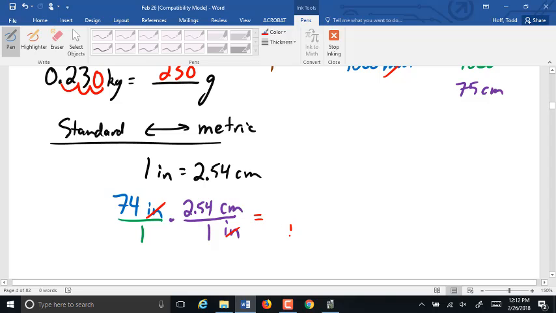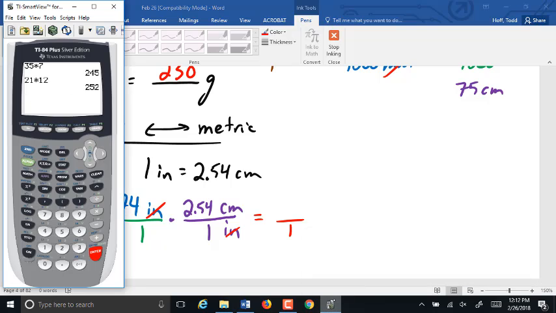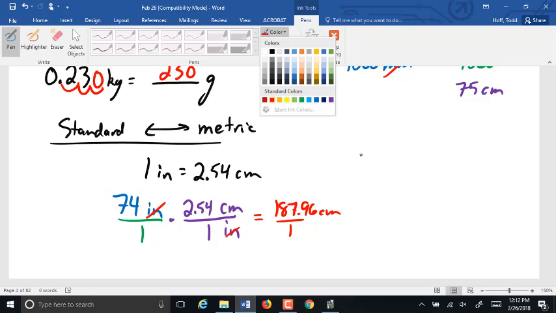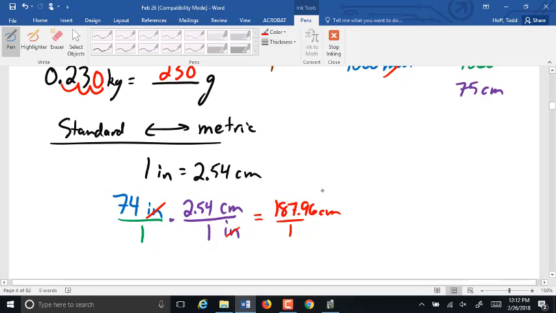On bottom, we just have 1 times 1 is 1. On top, we have 74 times 2.54 centimeters, which is going to give us 187.96 centimeters. So divided by 1, that is just 187.96 centimeters.